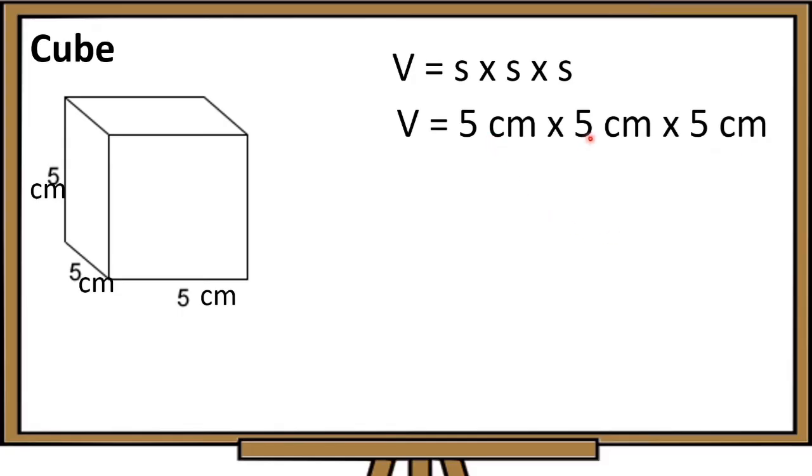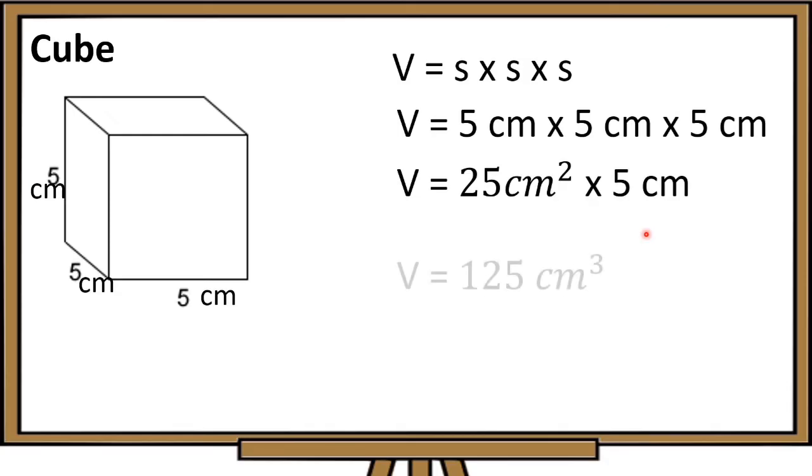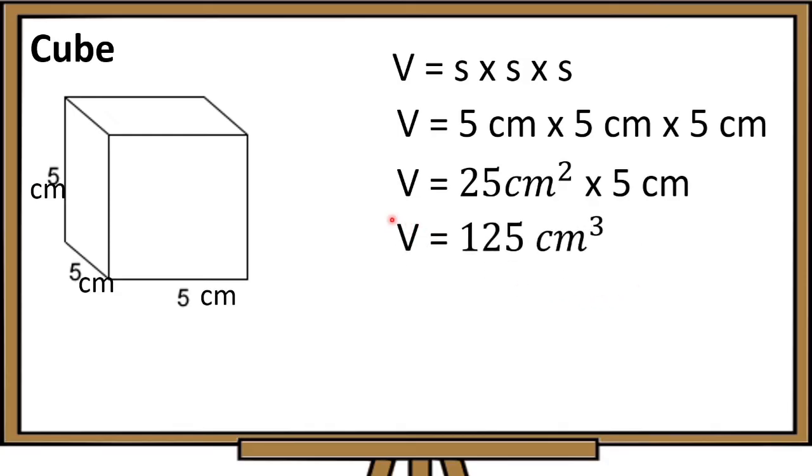5 centimeters times 5 centimeters is equals to 25 square centimeters times 5 centimeters. 25 square centimeters times 5 centimeters is equals to volume of 125 cubic centimeters. So, ang volume ng ating cube ay 125 cubic centimeters.